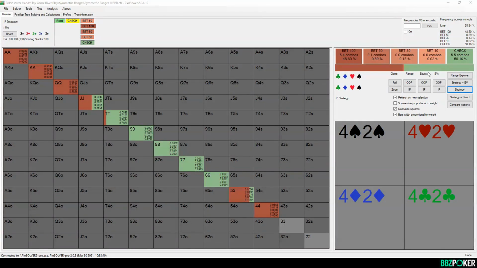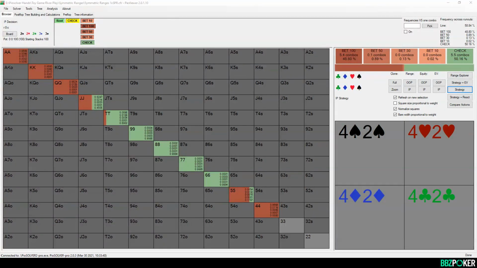The in position player is not up against pocket fours because pocket fours bet. The in position player is not up against jacks and tens because jacks and tens also bet. Okay, we're evaluating what happens when out of position has checked. So fours, jacks, and tens are gone from the out of position player's range. Aces, kings, and queens are fractionally weighted. Only 50%, approximately speaking, of the aces, kings, and queens combos are left in the out of position player's range.